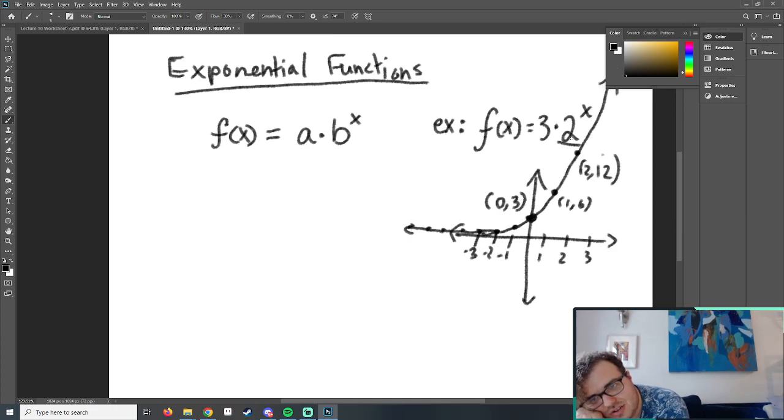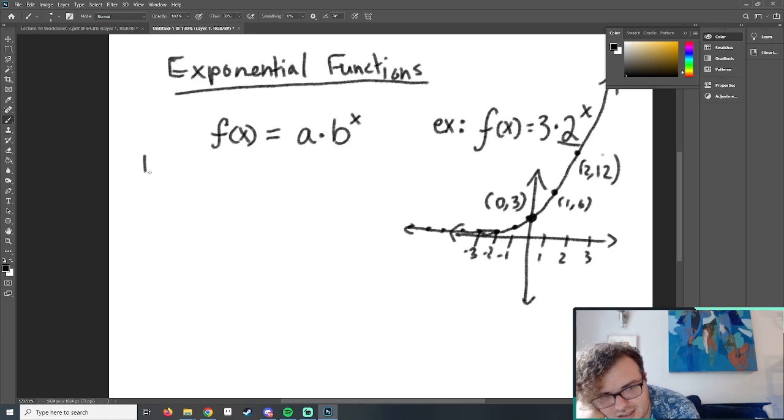Notice I kept talking about 2 and 1/2. That's because that b value, that base value there, is 2. If, for example, that was a 5 there, like 3 times 5 to the x, then every time I move to the right, my y value would multiply by 5, and every time I move to the left, it would divide by 5.